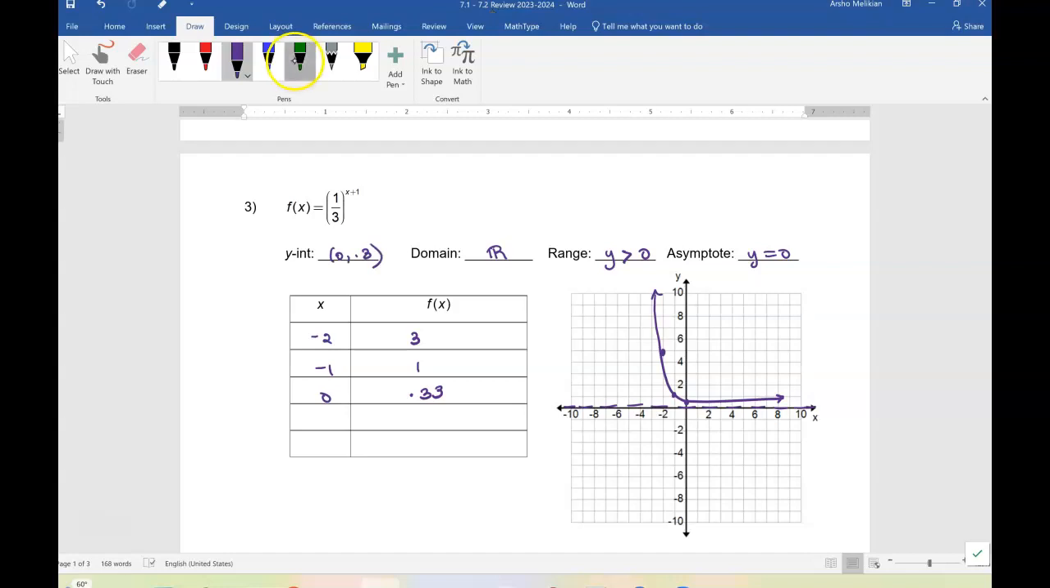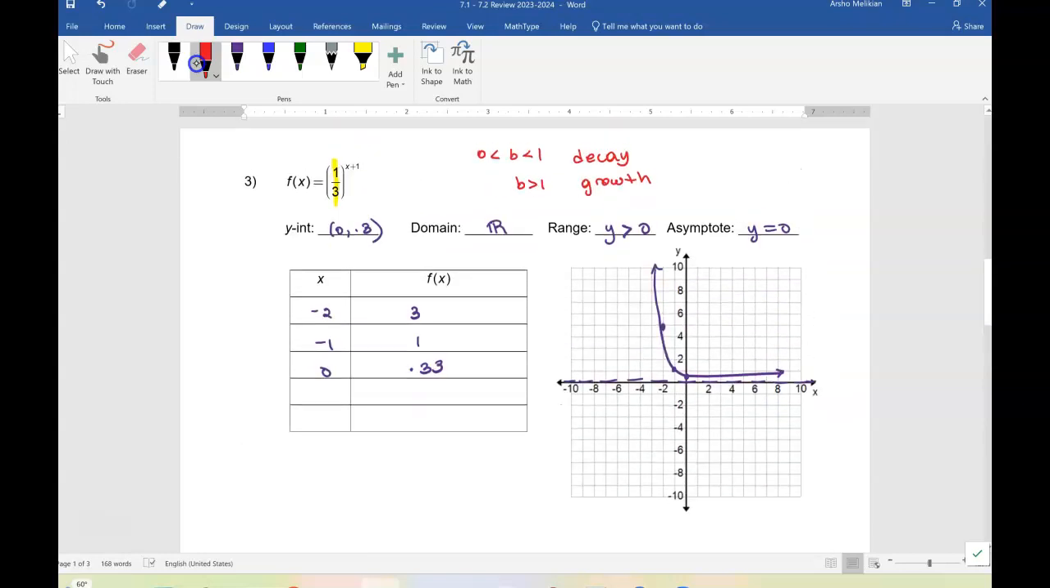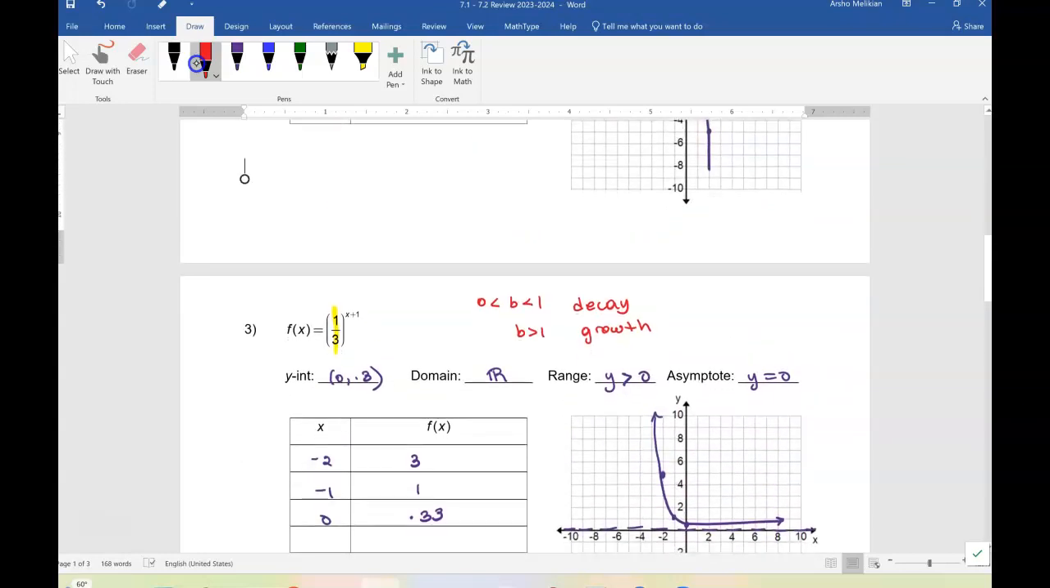If it's, okay, so for growth and decay, you have to look at this number that's being raised to the power of x. If that number is between 0 and 1, that's your B, then it's decay. But if that number is greater than 1, then it's growth. So this one's, you don't know. Decay, of course you know, because no, it's 1/3. This highlighted number. Oh, it's that. Okay.